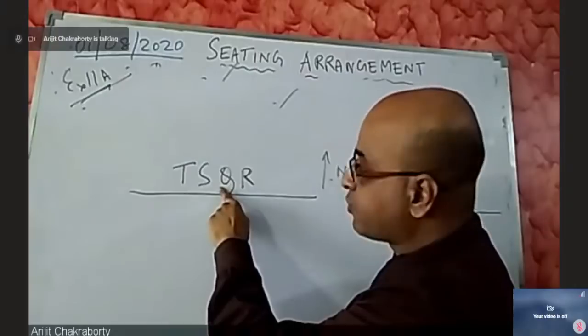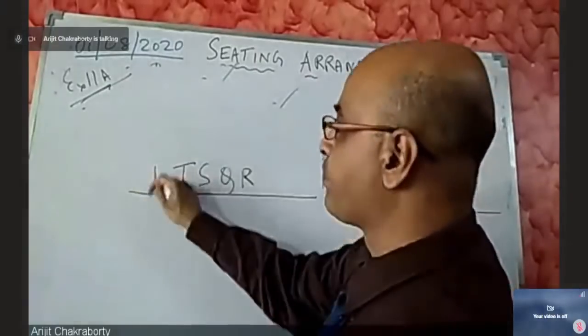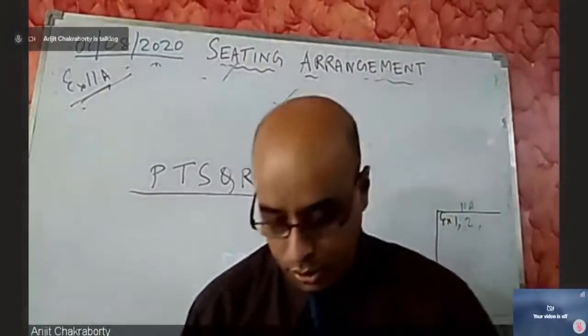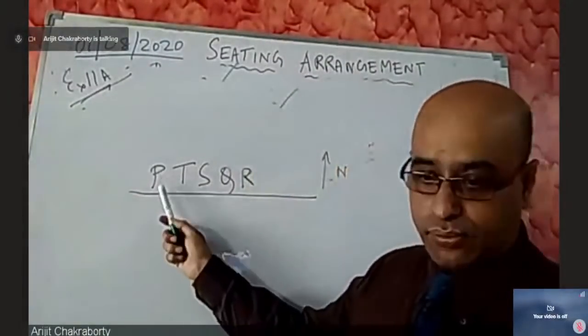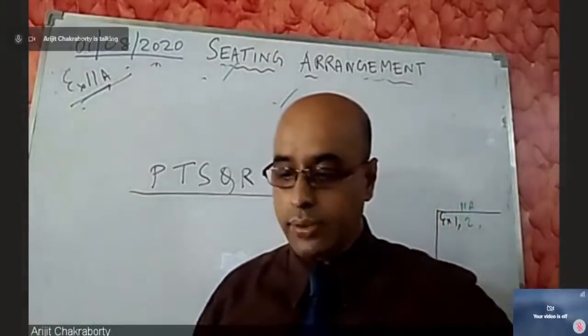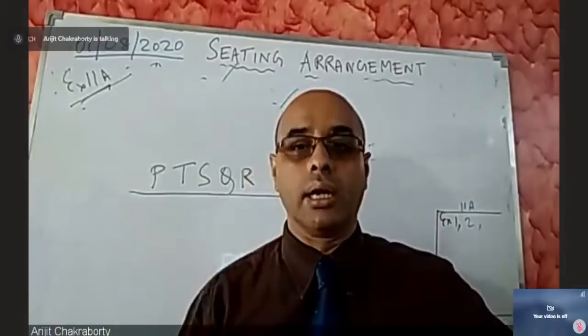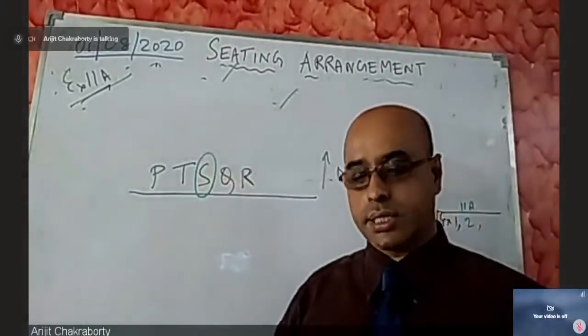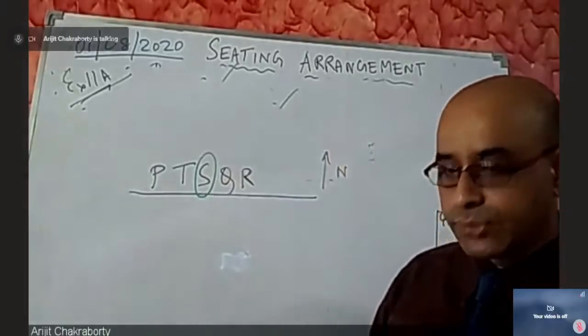P is to the immediate left of T. P is here, immediate left of T. So I think we have got 5 friends here: P, T, S, Q, R. This is the order. And the question is, who is in the middle? So the person in the middle is S. Answer is S. Okay, so 3 is done.